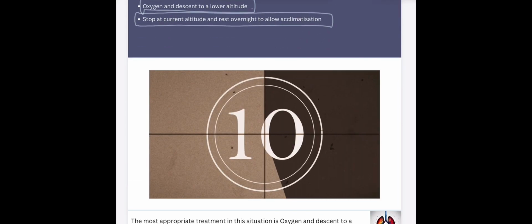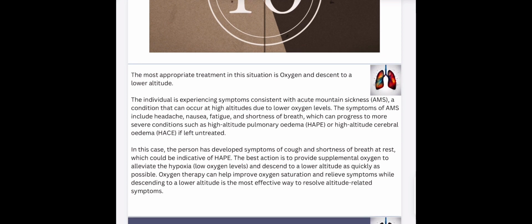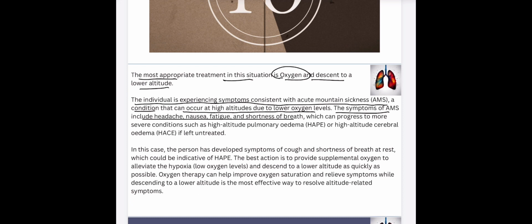You can take your time, and the correct answer is oxygen and descent to a lower altitude. The individual is experiencing symptoms consistent with acute mountain sickness, a condition that occurs at high altitude due to lower oxygen levels. The symptoms of AMS include fatigue, headache, nausea, and shortness of breath, which can progress to more severe conditions such as high altitude pulmonary edema or high altitude cerebral edema if left untreated.